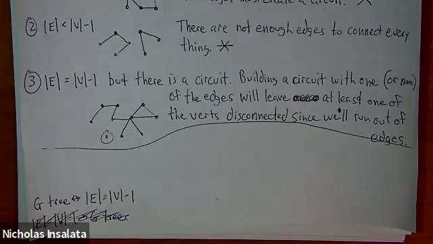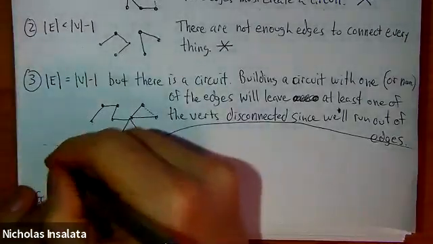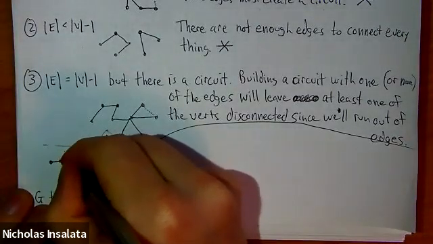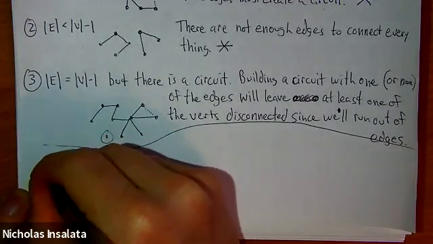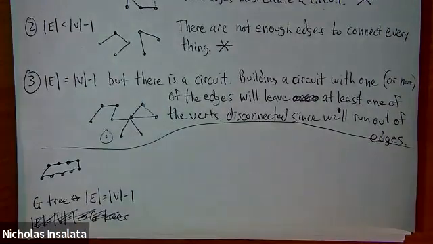Okay, how about a connected graph with 9 vertices and 9 edges? Does that exist? Yeah, we just put a circuit in it. Very good, right? So we'll have 1, 2, 3, 4, 5, 6, 7, 8, 9, and then the ninth edge, right? Cool. Okay. How about a circuit-free graph with 9 vertices and 6 edges?